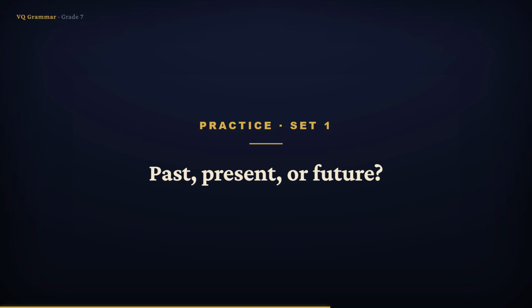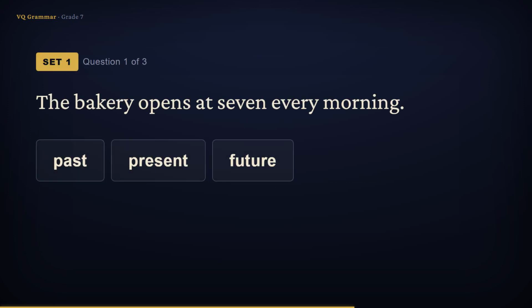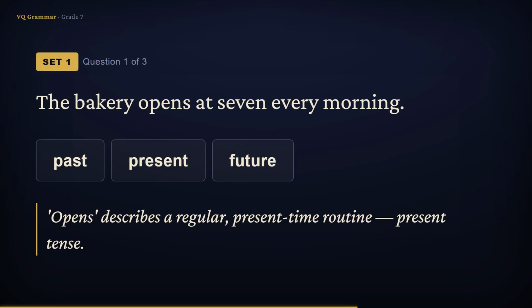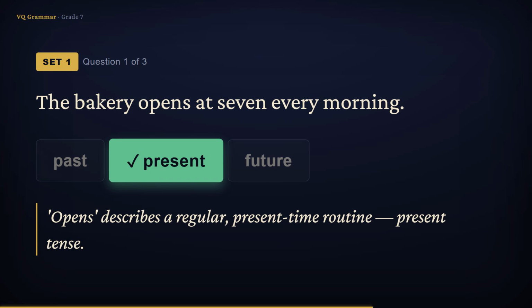In this first set, read each sentence and decide which tense the verb is in, past, present, or future. Look for the clues, the verb's ending, and time words like yesterday or tomorrow. Pause the video and try each one on your own before I reveal the answer. The bakery opens at 7 every morning. Is this past, present, or future? The verb is opens, and it describes something that happens every single morning, a regular routine happening in the present. So the answer is present.